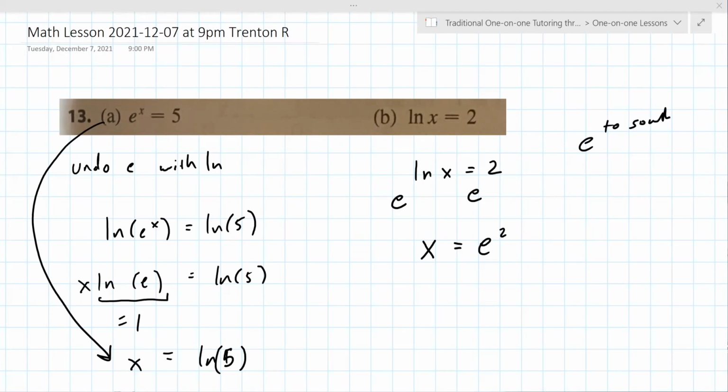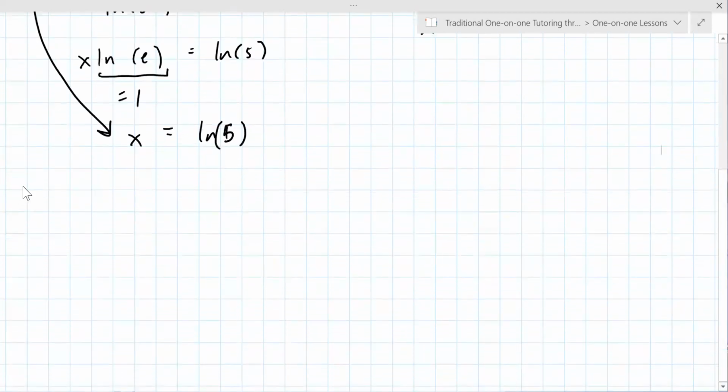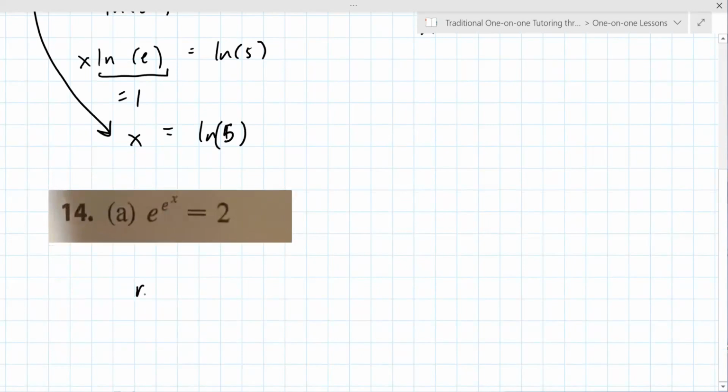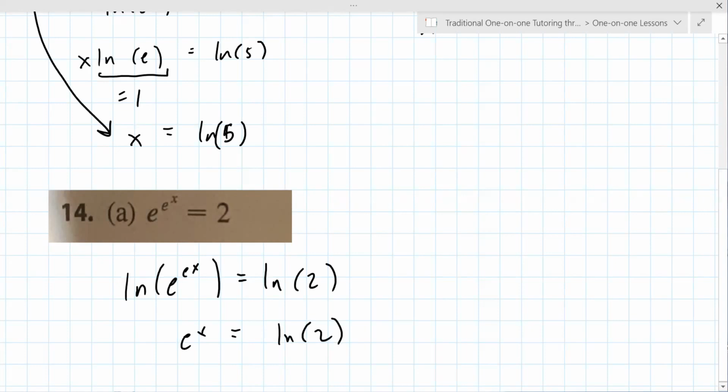14a. So you would take the natural log of the left and the right, obviously. That would cancel out the first e. It's a little weird here, but it's like you just said. What it becomes is e to the x equals the natural log of 2, but you're not done because you've got to do it again.